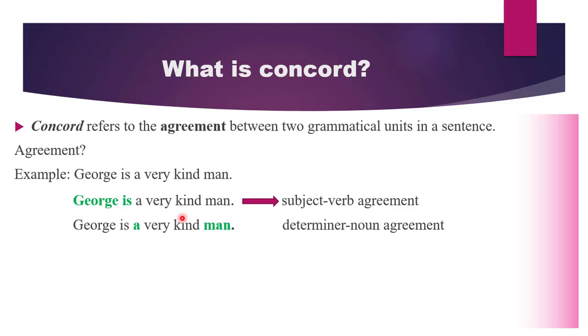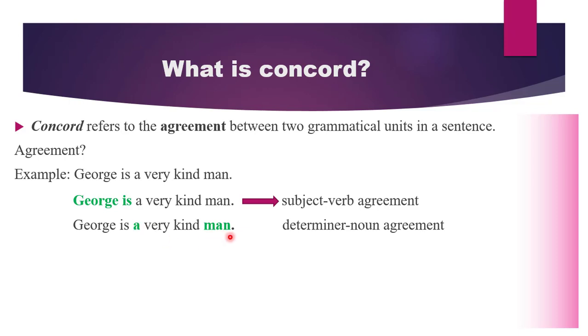Let us look at this. George is a very kind man. The same sentence. However, there is a different agreement that we see here. Over here, the article a is always used before singular count nouns, and man is a singular count noun. So this means that the article is also in agreement with man. Provided we change man over here to men, would the sentence still be grammatically correct? No. It is going to be George is a very kind man. A cannot precede a plural noun.